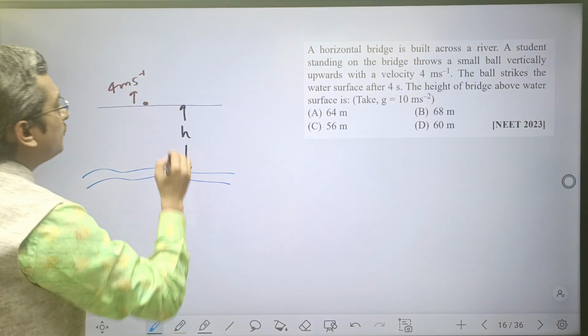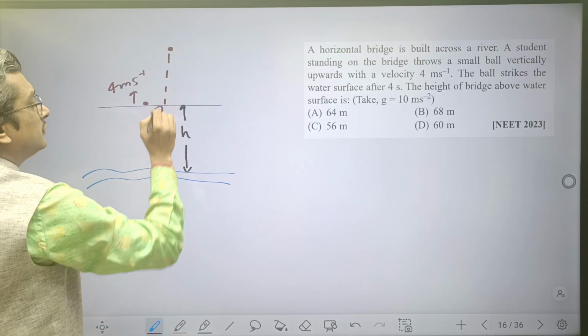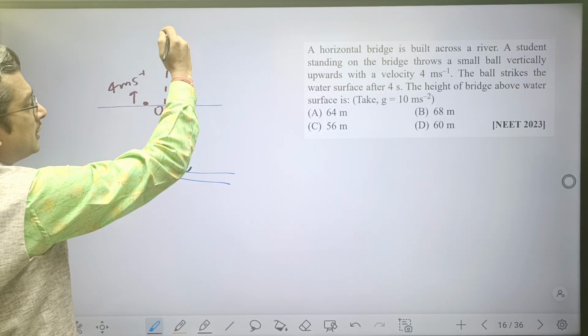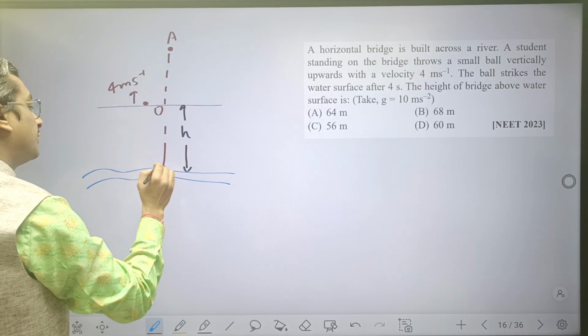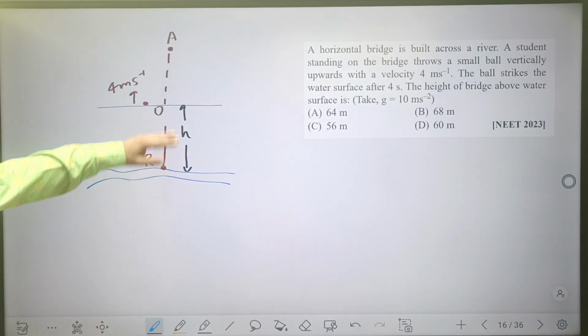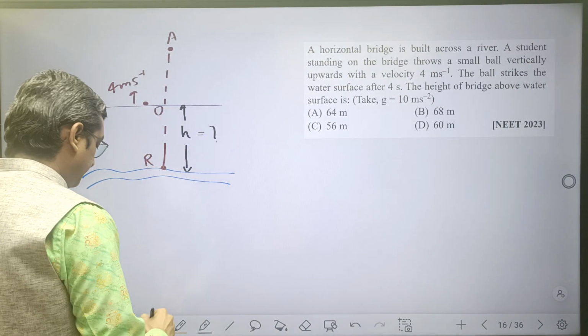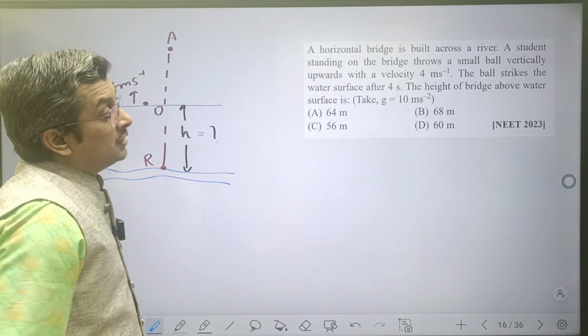So the journey of the ball would be like this. Suppose the ball starts its journey from point O, reaches the highest point A, then again comes to point O, and finally it reaches the river surface, that is R. So we have to find the value of h. Here we need to find h is equal to question mark, isn't it? So how can you solve this question?